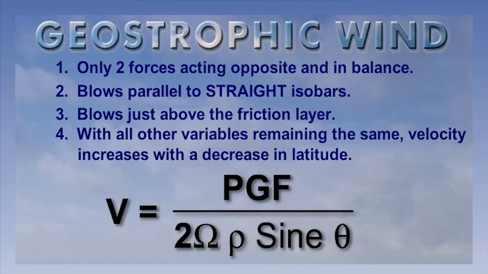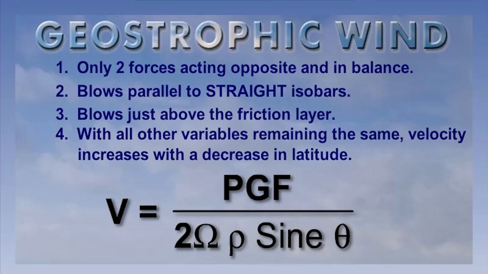The last point to make about the geostrophic wind is its relation to latitude. Looking at the velocity wind formula, we can see that a decrease in latitude, theta, causes the term sine theta to decrease, which increases the velocity of wind if all other factors remain constant. So even though we may have a constant pressure gradient force, and therefore a constant isobar spacing, the velocity of the wind will increase with a decrease in latitude.